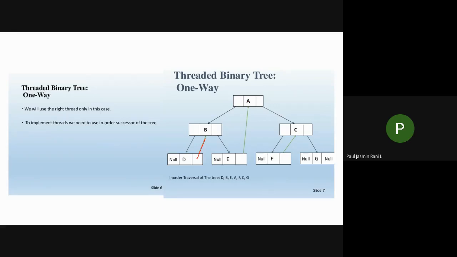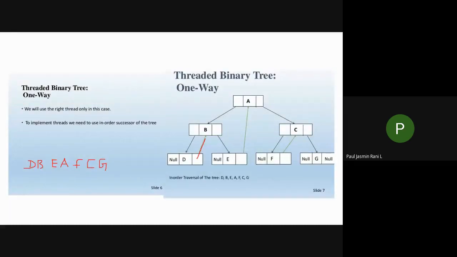From A, you have to go to B. Then from B, you will have D, isn't it? So first, you have to take D. Next, after D, you have to go to B. So B you have to take, isn't it? After this B, you have to visit E. Next, after E, you have to visit A. I'm performing in-order traversal for this binary tree. After A, you'll be getting F. After F, you'll be getting C. Next one, G. So this is nothing but your in-order traversal of the binary tree.